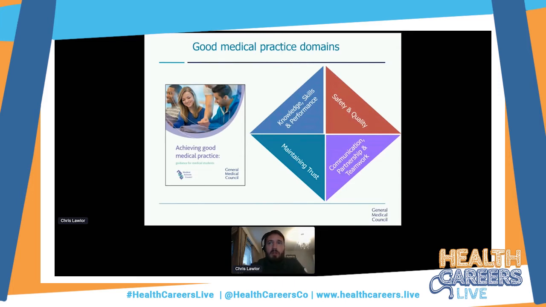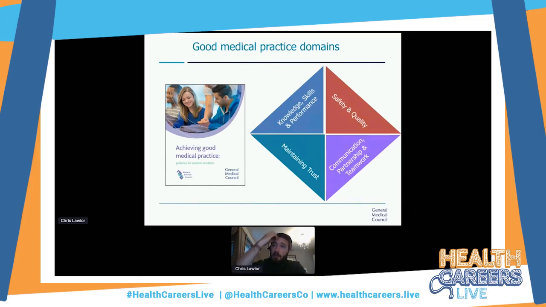We go on to the one underneath that. We've got maintaining trust, and that is absolutely key for when you qualify as a doctor, when you join the register. Maintaining that trust in the profession is vital. It's so important that patients trust doctors, and when they come and see you, they share information with you and they tell you things that they've never told anybody else because they have that high level of trust in you.